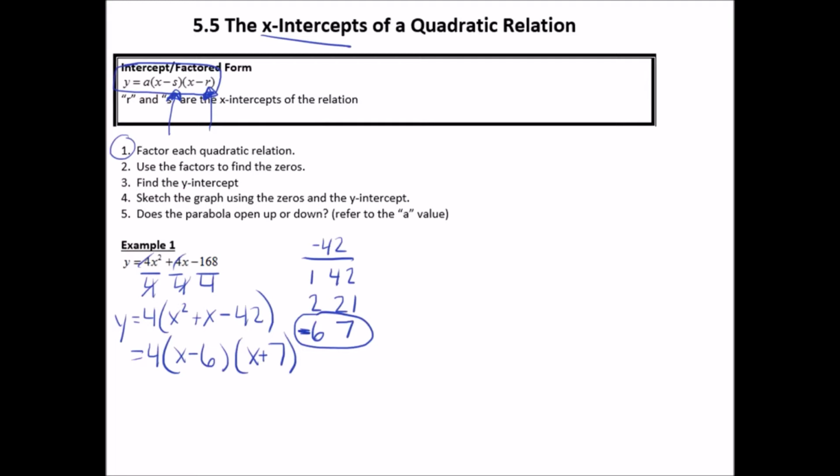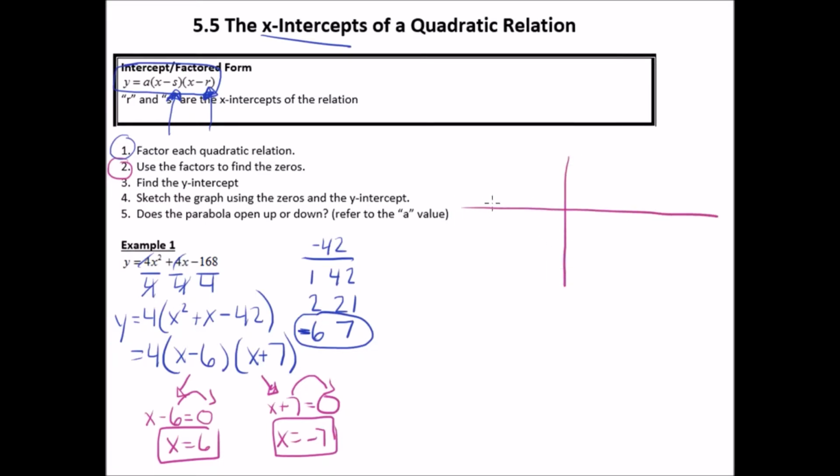Okay, so for number 2, we're going to use these two factors to find the zeros. How we do that is you take each factor, which is x minus 6 in this case, and x plus 7, and we're going to equate them to 0. Bring that negative 6 over. Our two zeros are x equals 6, and bring that 7 over, x equals negative 7. So we have negative 7, and then we have 6 on this side.